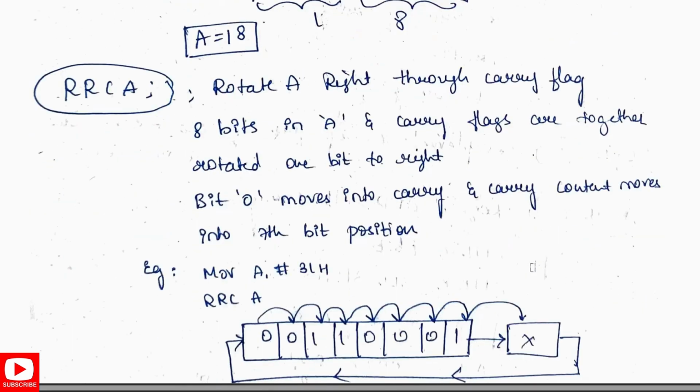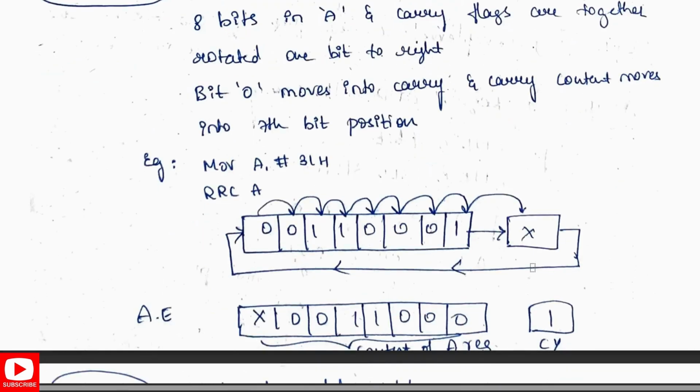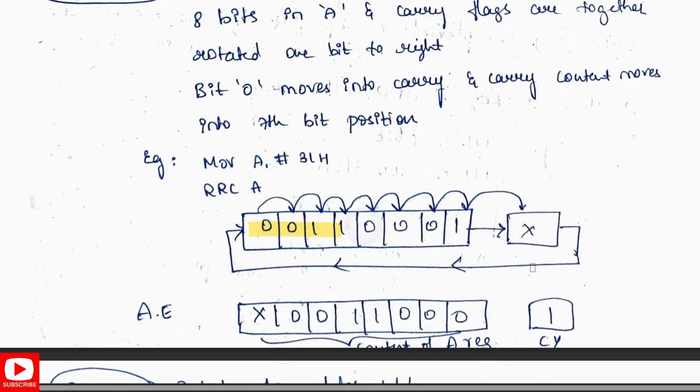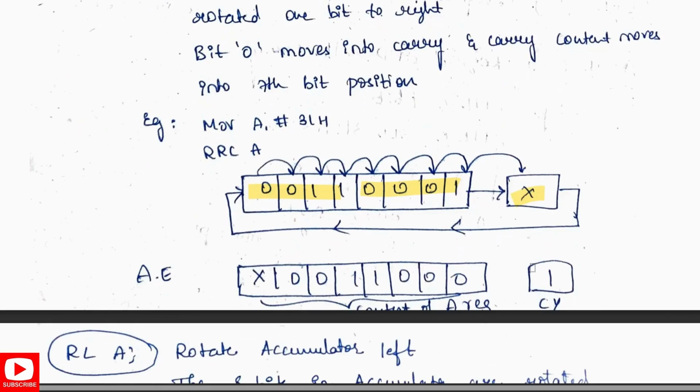RRC A, that is, rotate A right through the carry flag. The 8 bits in A and the carry flag are together rotated 1 bit to the right. Bit 0 moves into carry and the carry content moves to the 7th position. For example, 31H. This is my 3 and 1, and I'm having an X. When I do an RRC, what happens after execution? This X will come to here and this 1 will move to the carry flag and everything gets shifted 1 bit right.